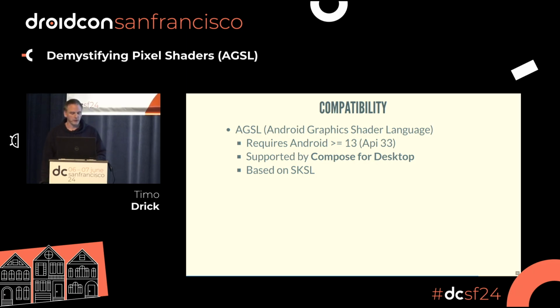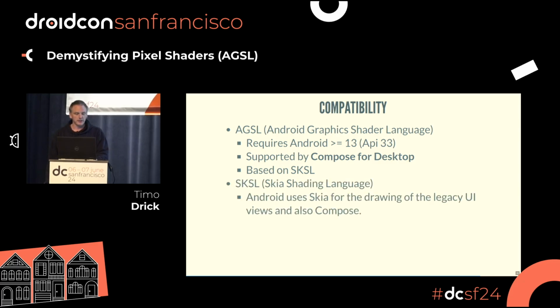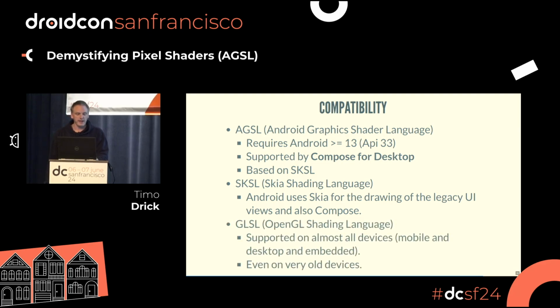So let's talk a little bit about compatibility. AGSL was introduced in Android 13 or API level 33, but it's also supported by Compose for desktop, and it's based on SKSL. SKSL is Skia Shading Language, and Android uses Skia to draw everything. Also, this is legacy UI, not only Compose. And SKSL itself is based on GLSL, the OpenGL Shading Language, which is supported on almost any device, even very old devices.